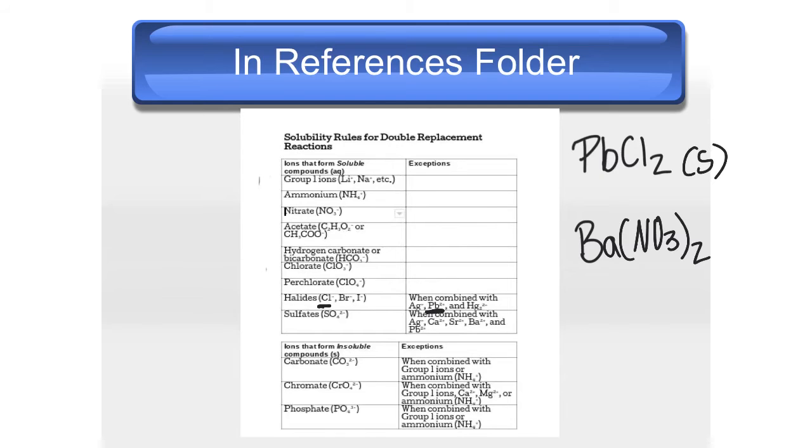Now let's look at barium and nitrate. And again, you start from the top and look down and see if you can find either Ba or NO3. And if you look, third one down is NO3. There's no exceptions, so that means that one is always going to be AQ. So now you know how to label your compounds.